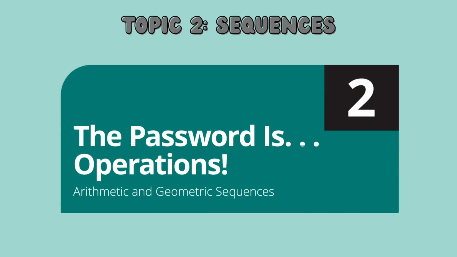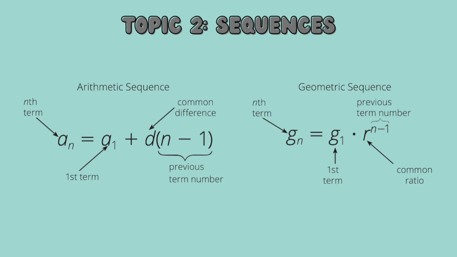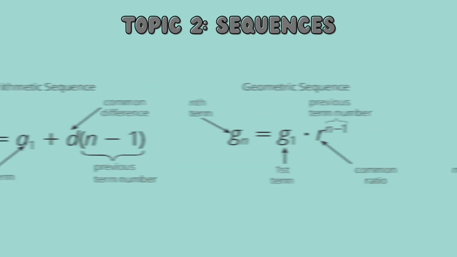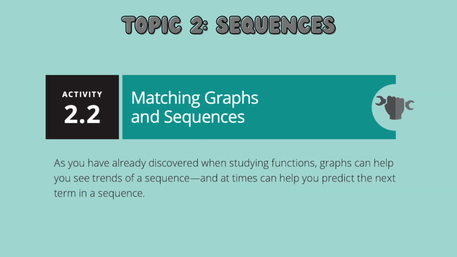Lesson 2, The password is operations. In this lesson, students will learn the difference between arithmetic and geometric sequences. They will learn how to find the common difference and common ratio, graph these sequences, and recognize special properties about the graphs of arithmetic and geometric sequences.